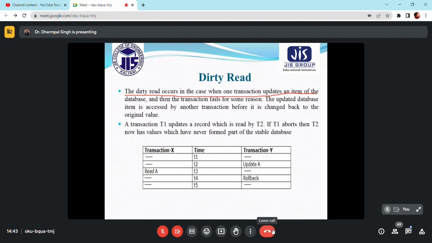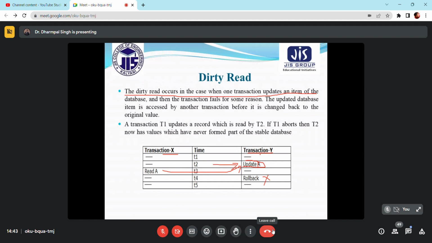Suppose these are transaction X and transaction Y, and suppose transaction Y does some update on database item A at time T2, and that value is read by transaction X. But due to some problem, this transaction failed. If a transaction fails, it will be rolled back to the original state.